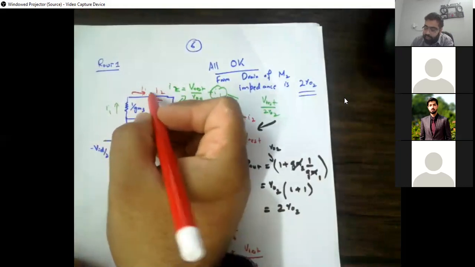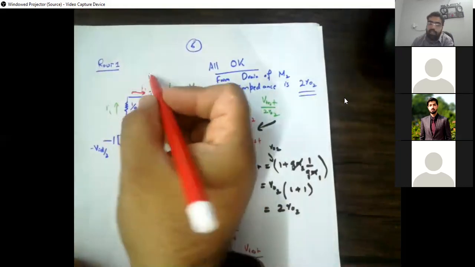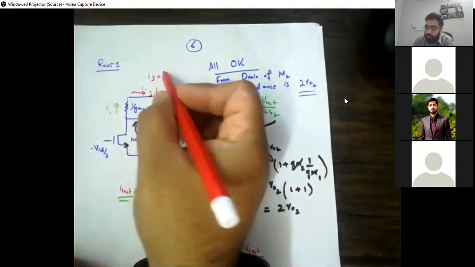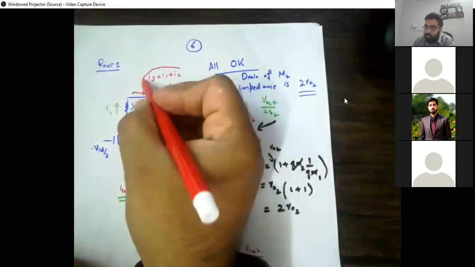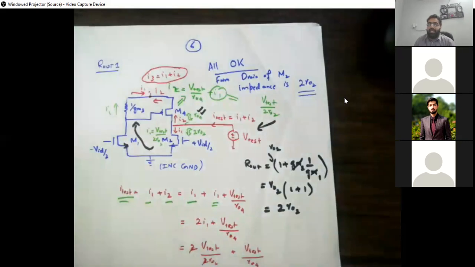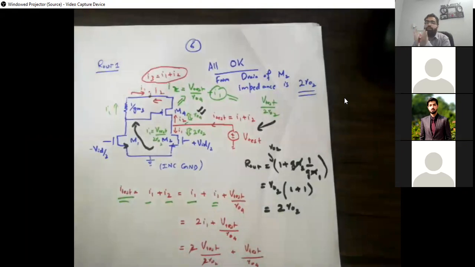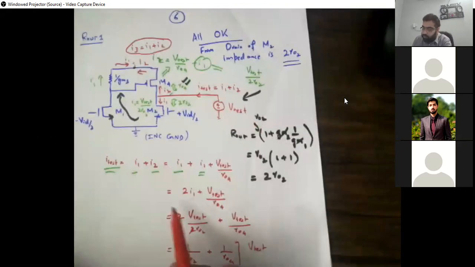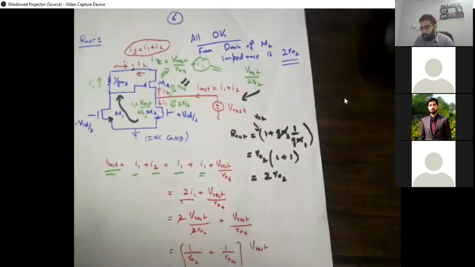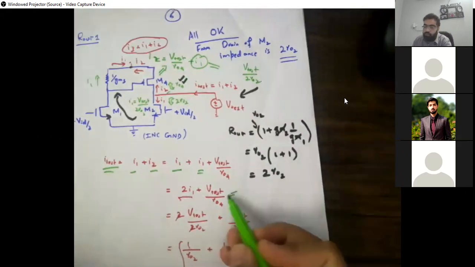मैं इस करंट को कोई I2 का नाम देता हूँ, I3 दे देता हूँ. I3 की वैल्यू क्या होगी? I1 plus I2. So both of these currents are basically added together. Okay. So in that sense, the current is basically added together. So in general, if we want to see the net current, it is going to be summation of I1 plus V test by R04. Okay. So then it's going to be 2I1 plus V test by R04.